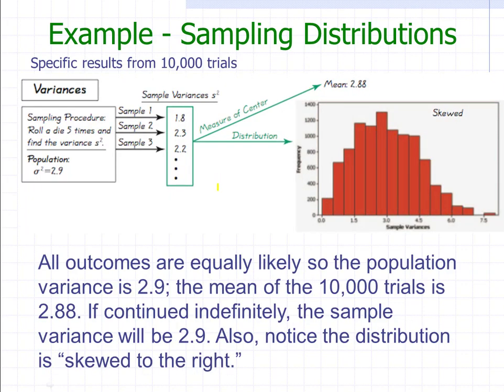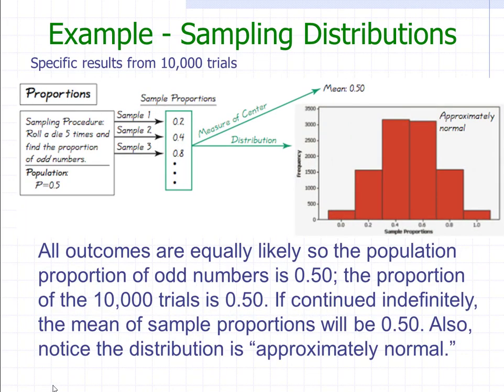We can do the same thing to the sample variances. So if we find the mean of the sample variances, that comes out to be 2.88. Here is our distribution, and notice our population variance is 2.9. And here's our distribution, and if we would do a quick sketch, you can see how it's skewed to the right, but how our mean of 10,000 sample variances is very close to the population variance.